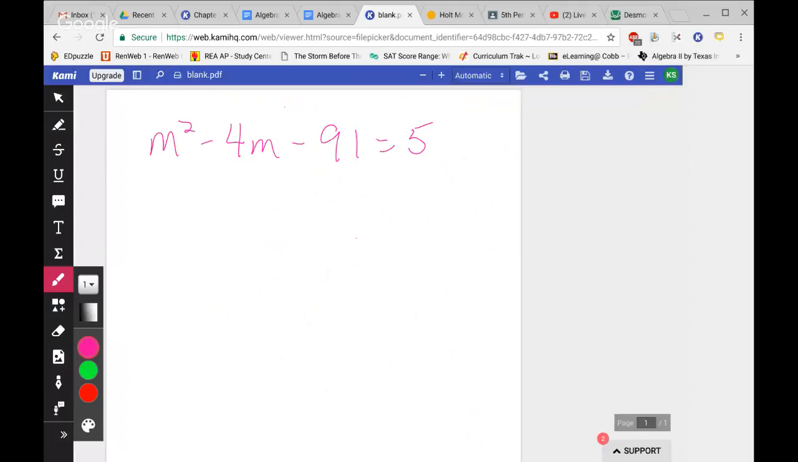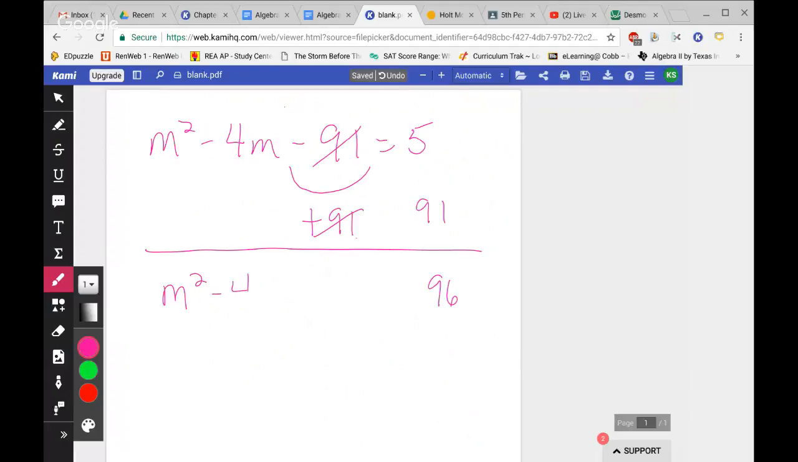So once again, to complete the square, you want to create the space. Yes. So I'm going to add 91 to both sides. It's going to give me 96 over here. And I've made space to complete that square.